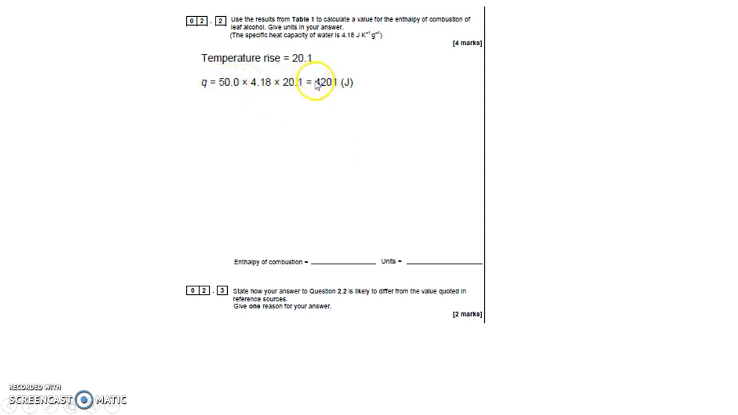That should be a minus actually, because it's minus mc delta T. It's exothermic anyway, so that would mean it would be a minus. Let's have a look what's next then.